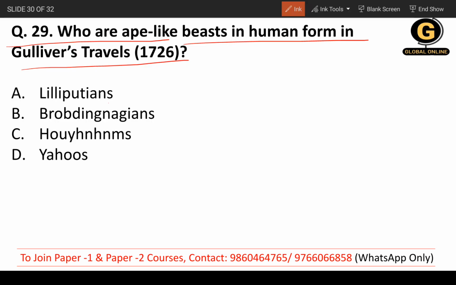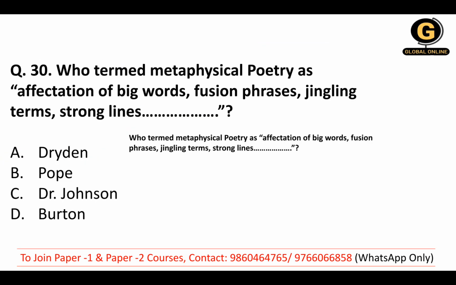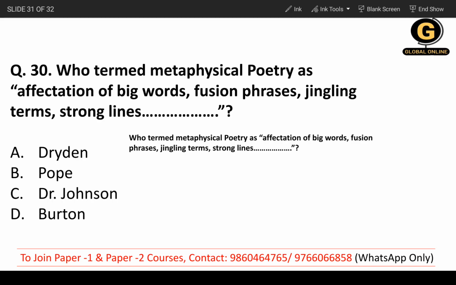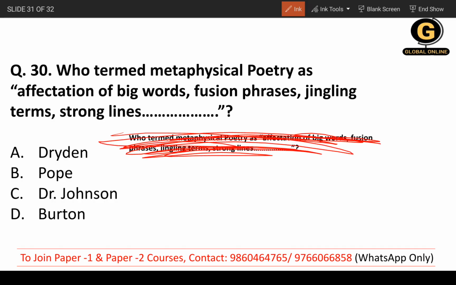So whether it's Lilliputians, who were very small, tiny characters, Brobdingnagians, or Houyhnhnms. Houyhnhnms were a horse kind of character, and the Yahoos. So the ape-like beasts in human form were the Yahoos. So the correct answer is the fourth one, Yahoos. Moving on to the next one. Just forget this. I think I repeated the whole question.